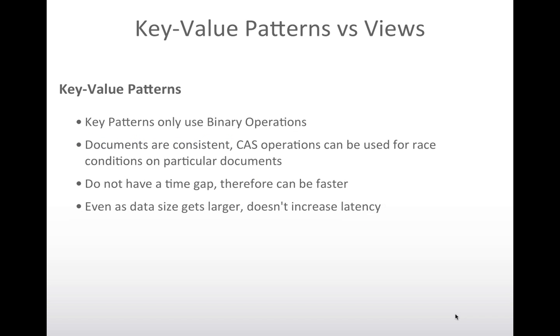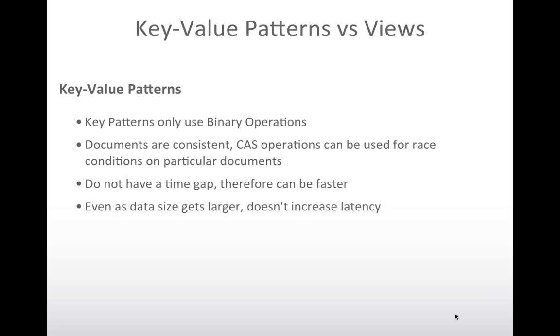So how do you choose between key values and key value pattern that we discussed just before, and views? We have to remember that key patterns are using binary operations, so the get and the set are directly connected, so they are consistent. And this is a big difference, because the index has to be updated on disk. It may take a little bit of time to update the index. And when we say a little bit of time, it depends a lot on the number of write operations you have on your system, but usually it's a few milliseconds or a few seconds maximum.